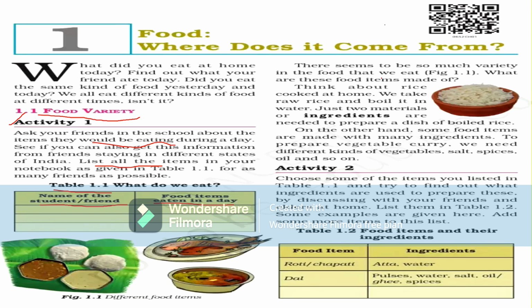Next. There seem to be so many varieties in the food that we eat, as shown in figure 1.1. Here there are different types of food. This is idli. Those who eat veg, and who don't like to eat only veg, will eat fish. And this is a soup, which we drink.